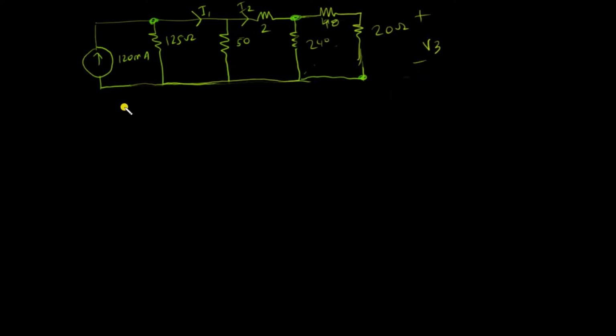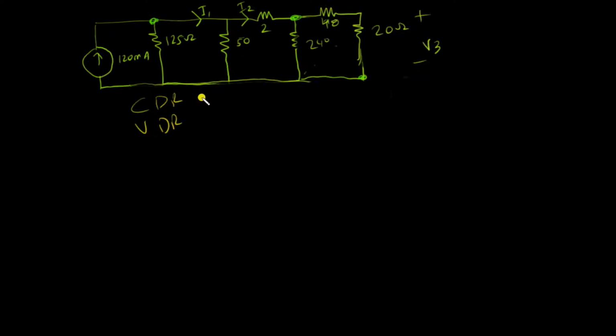Alright, so now moving on from the current division rule and the voltage division rule, let's use this practice problem to apply these two rules to find these unknowns, which are I1, I2, and V3. So the two rules we would be using are CDR and VDR, even though this problem could be solved with a lot of other rules too.